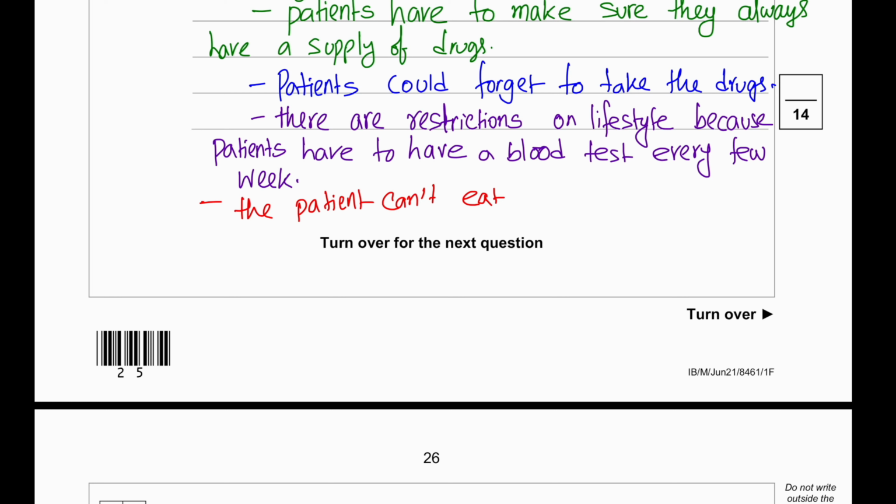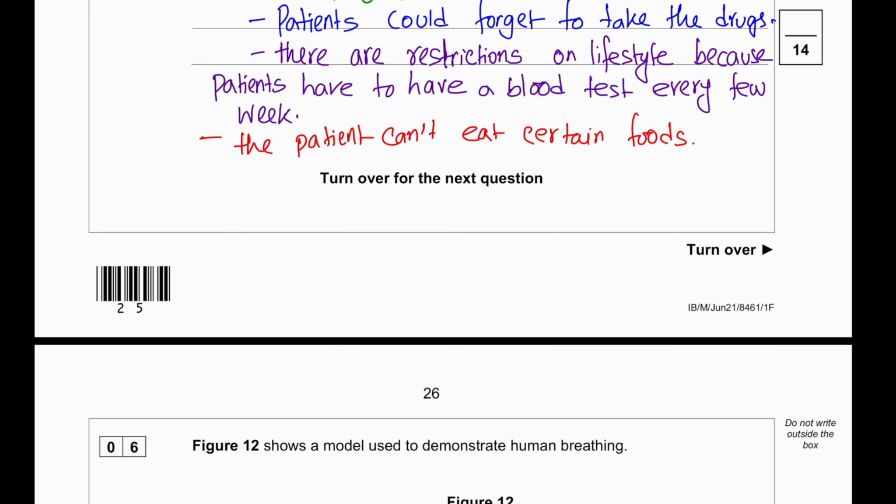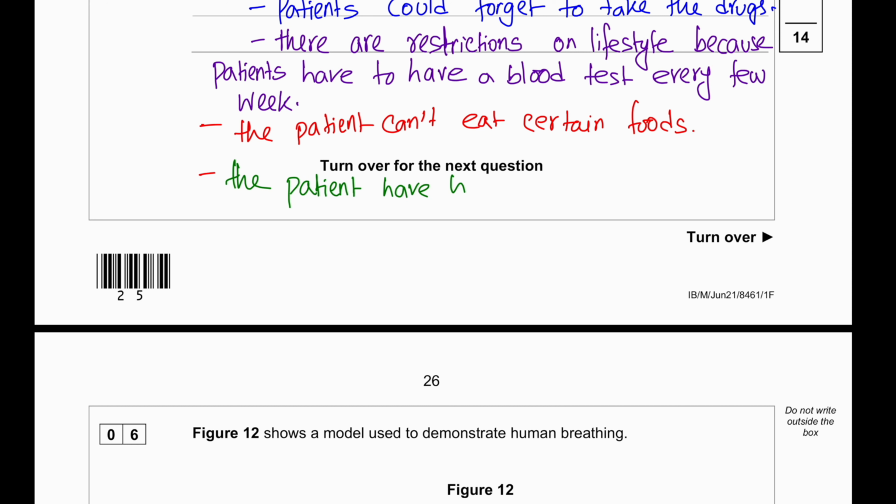All of these are correct points. However, to get the 4 marks, we'll have to write 2 points for disadvantages and 2 points for advantages. I'm going to mention the points, and you can choose which 2 points you want to write.